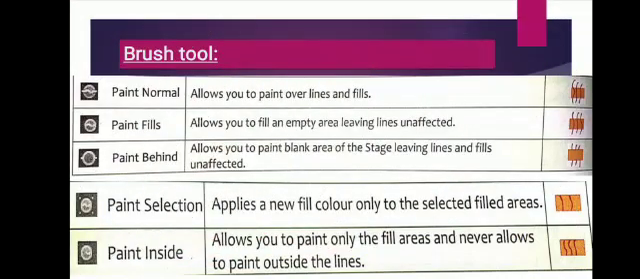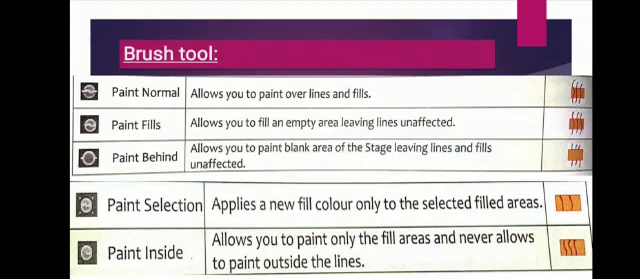Next is about brush tool, and shortcut key for brush tool is B. It is used just like a brush on the canvas. You can specify the brush mode, brush size and shape modifier that appear at the bottom of the toolbox. So these are the various options present in brush tool. First is paint normal.